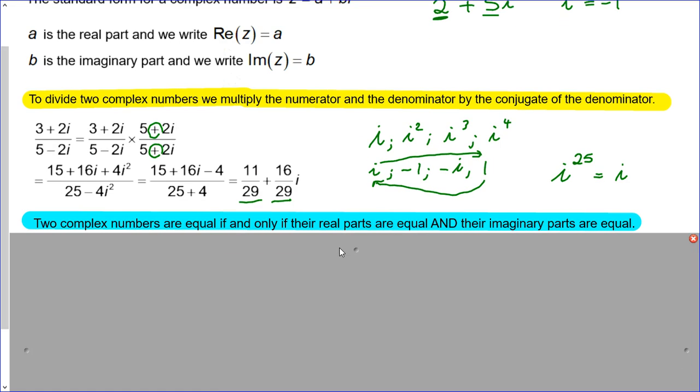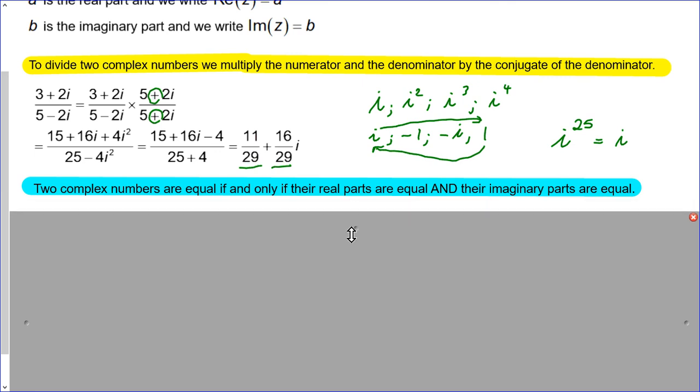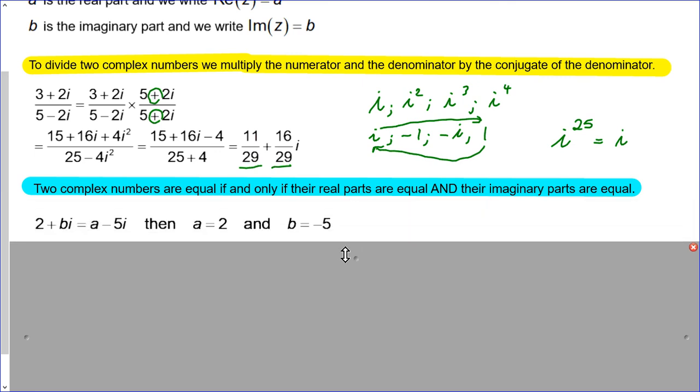This is a really, really important concept, and that's that two complex numbers are equal if and only if their real parts are equal and their imaginary parts are equal. So for example, if you've got 2 plus bi is a minus 5i, the only way that this is possible is for a to be 2 and b to be minus 5. And these questions often involve the use of simultaneous equations.